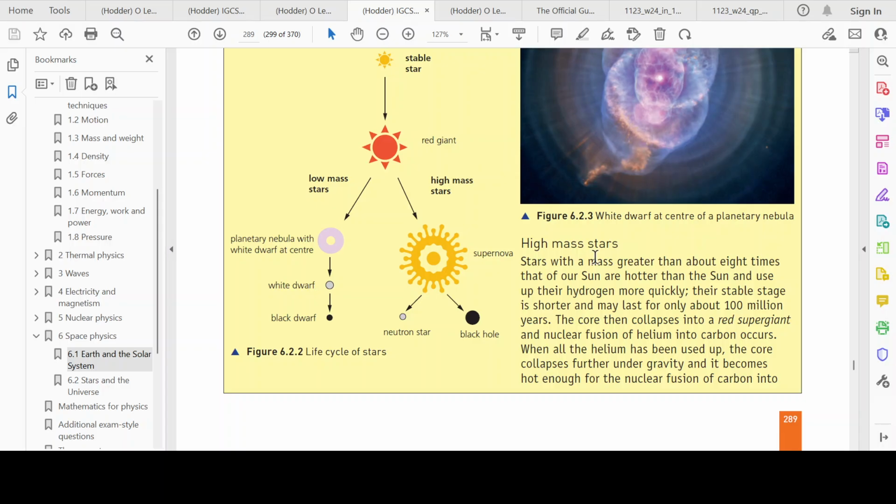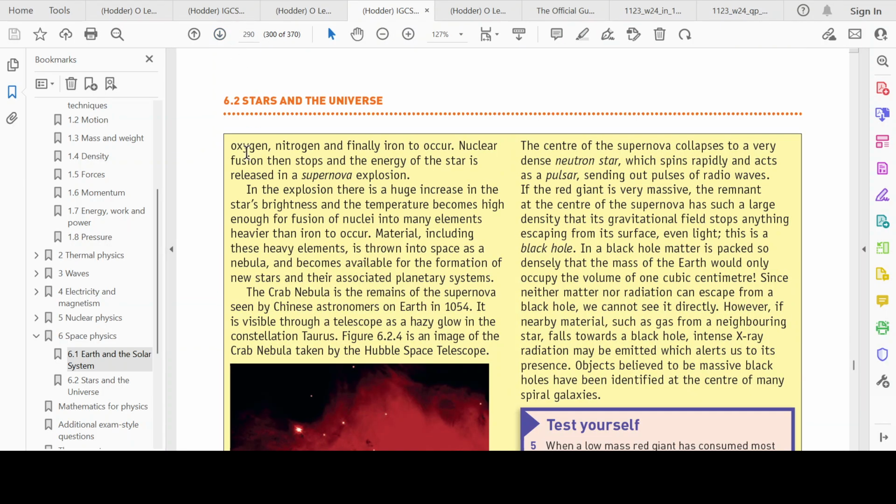So red giant, if it's bigger, it's a red supergiant. And nuclear fusion of helium into carbon occurs, similar to what we saw with the low mass stars. When all the helium has been used up, the core collapses under gravity, similar thing happening, and it becomes hot enough for the nuclear fusion of carbon into oxygen, nitrogen, and finally iron. So this is new. The low mass stars only went up to carbon. This one is continuing: hydrogen to helium, helium to carbon, then carbon to oxygen, nitrogen, and finally to iron. Nuclear fusion then stops and the energy of the star is released in a supernova explosion.